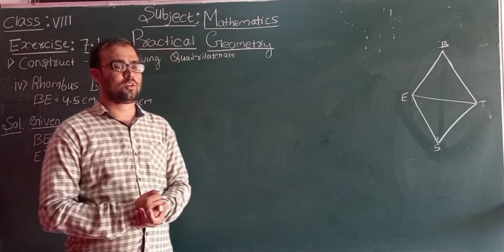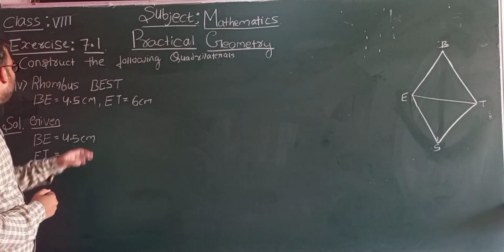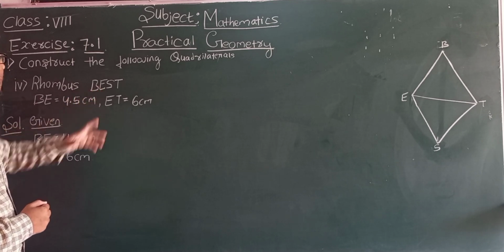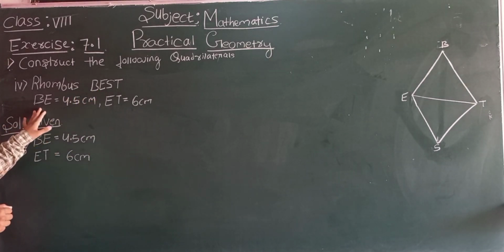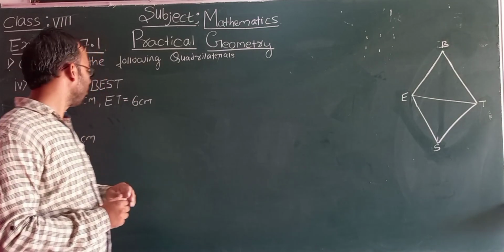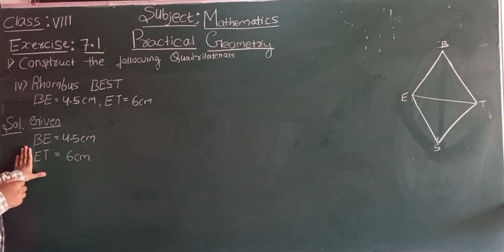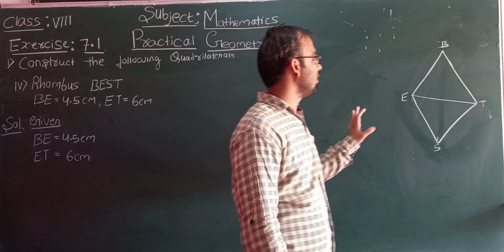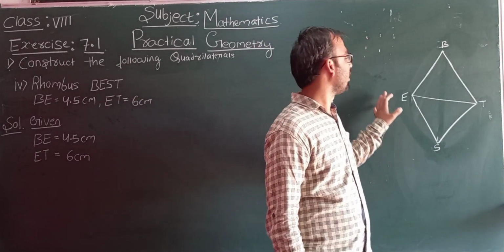Let us solve the fourth problem. Okay, so here what is given? Construct rhombus BEST. So here BE is how much? 4.5 centimeter, ET is 6 centimeter. Okay, so here I have written the given data. Now look here, students, I have drawn the rhombus roughly.